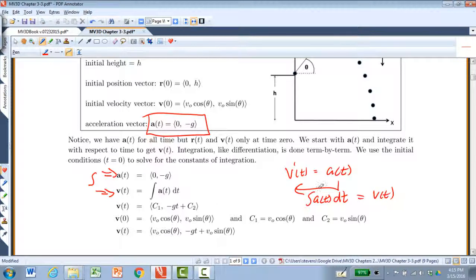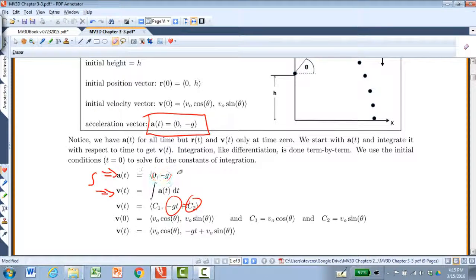Right. Okay, so all I need to do is look at my acceleration vector. It's a pretty easy vector. It's this one right here. When I integrate the 0, all I get is a constant. When I integrate the negative g, that's just a number, right? So it's going to be negative g times t plus another constant, right? So I call them c1 and c2, these constants. Now I can figure out c1 and c2 by looking at the initial velocity, which comes from right here, right?